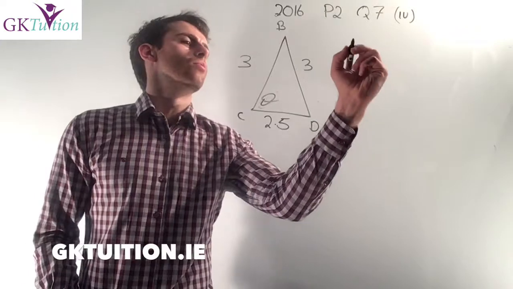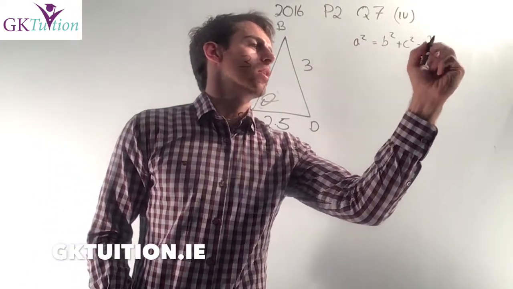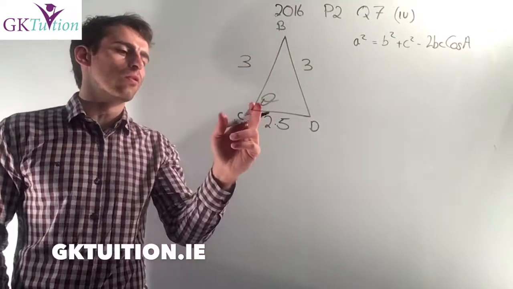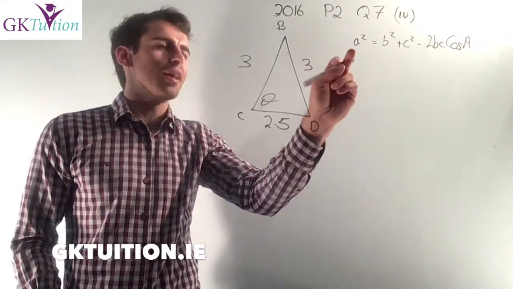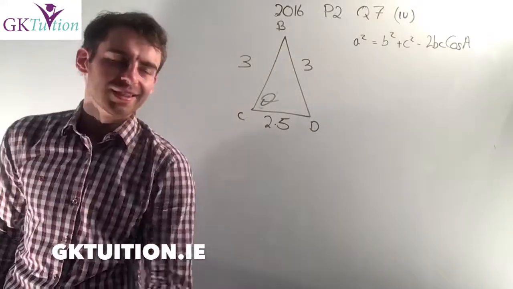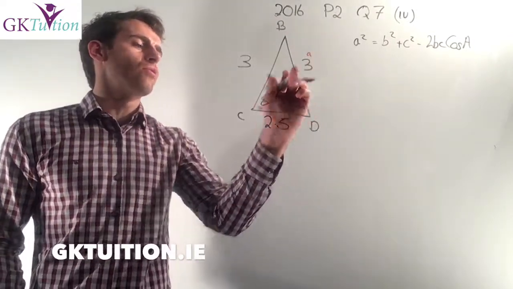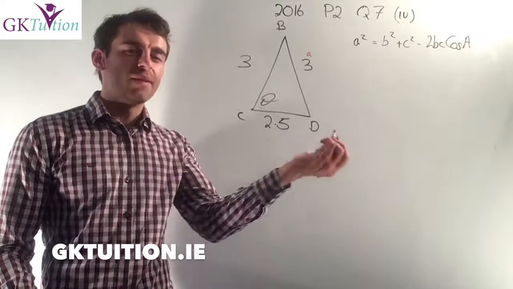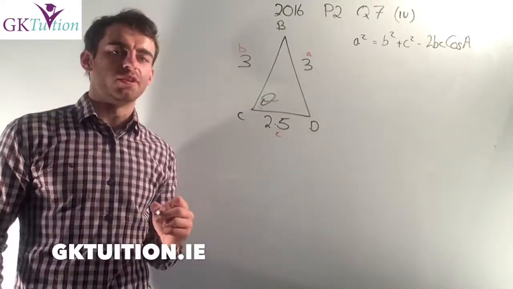So my cosine rule is that a squared is equal to b squared plus c squared minus 2bc cos A, where A is the angle I'm looking for, or in this case my theta, and the small a then has to be the side opposite the angle I'm looking for. So in this case, if I'm looking for this angle, 3 is my a, and then the other 2 sides are my b and my c. It doesn't really matter which is which, so I'm going to sub in 3 for b, and for c, I'm going to sub in 2.5.